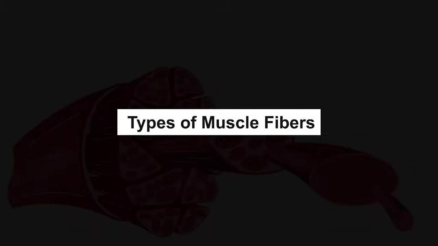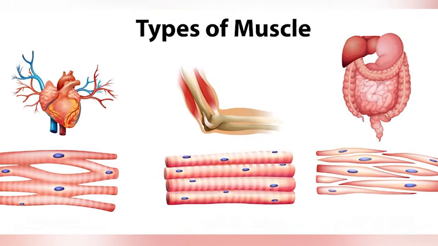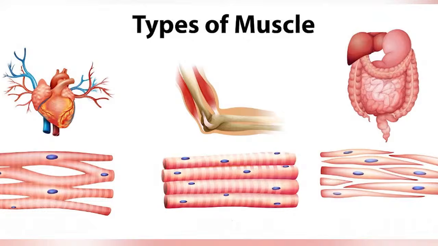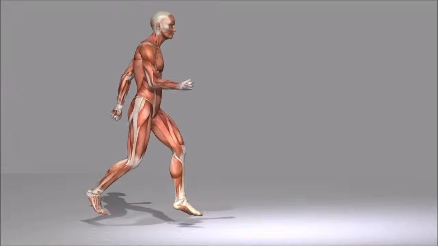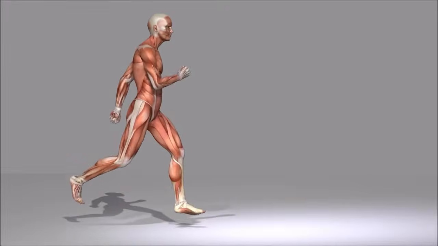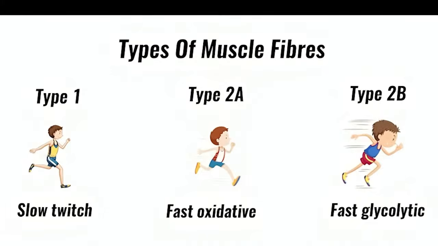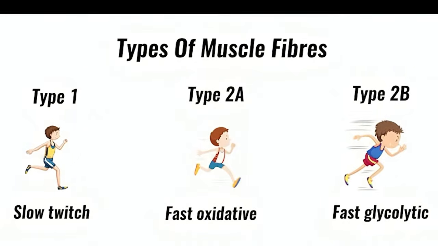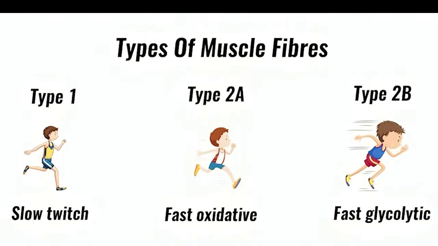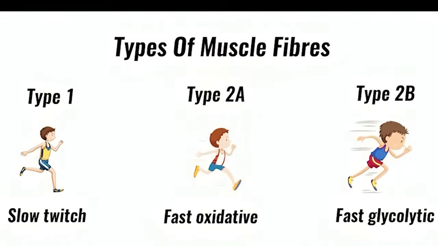Types of muscle fibers. Muscles come in different styles, each good for different activities. Type 1, slow twitch fibers are slow and steady, great for endurance like marathon running. Type 2A, fast twitch endurance fibers are a bit faster and still last long. Type 2B, fast twitch power fibers are super fast and strong, perfect for sprinting, but they tire quickly.